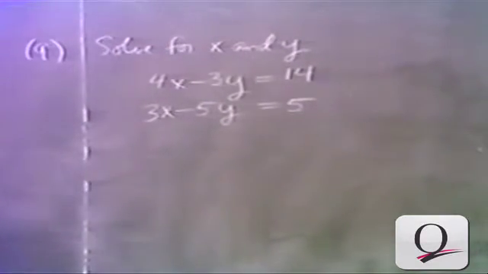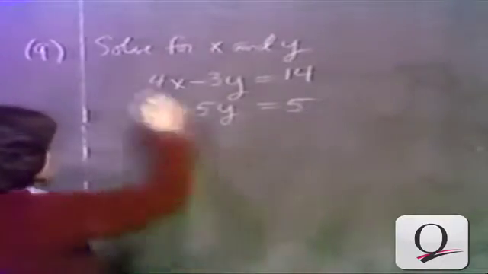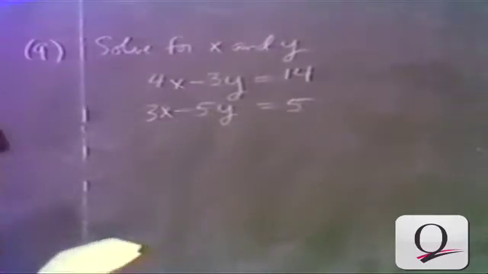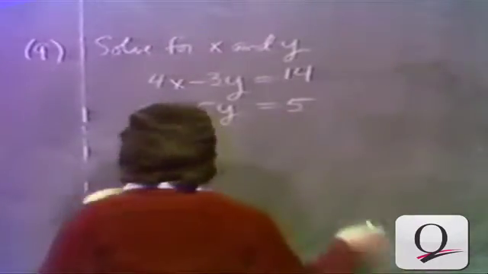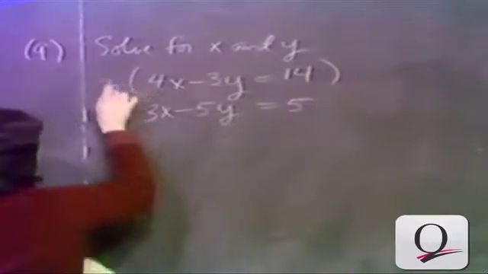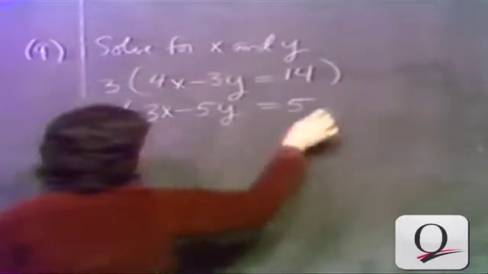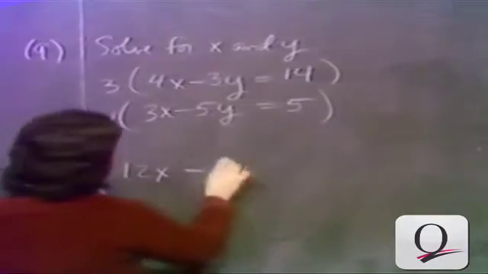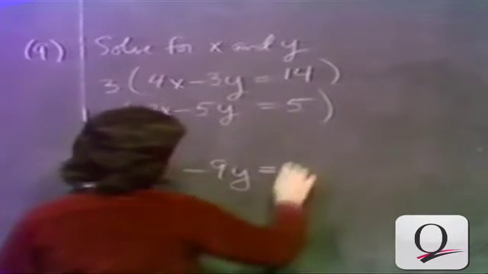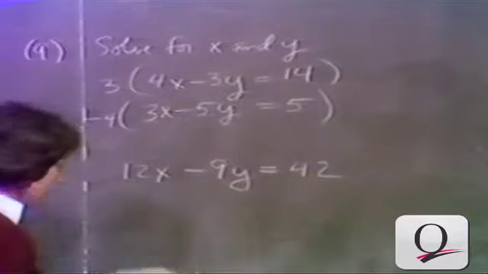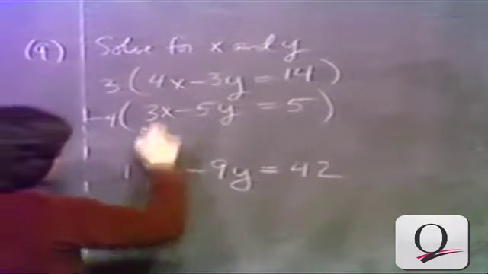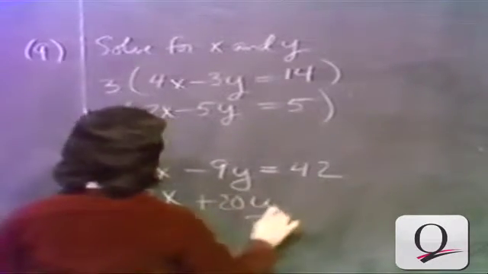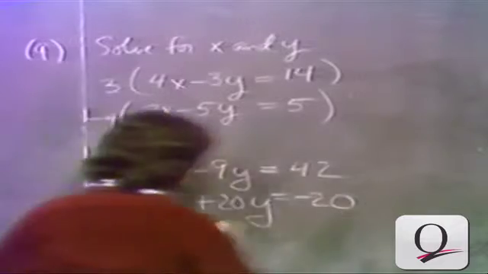All right, and to solve this by elimination, we would like to multiply the top equation by something and the bottom equation by something so that when we add, either the x's or the y's will drop out. So if we want to eliminate the x's, we can multiply the top equation by 3 and the bottom equation by minus 4. This will give us, for the top equation, 12x minus 9y equals 3 times 14, or 42. And the bottom equation becomes minus 4 times 3x, it's minus 12x. Minus 4 times minus 5y is plus 20y equals minus 20.